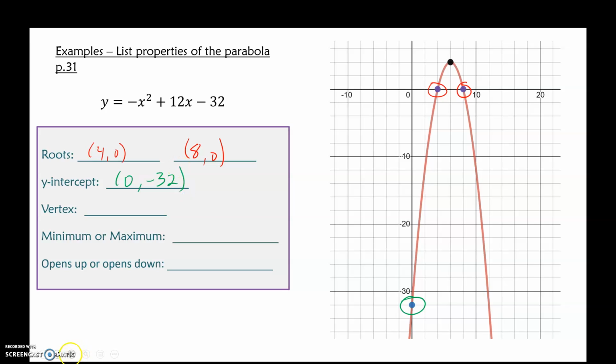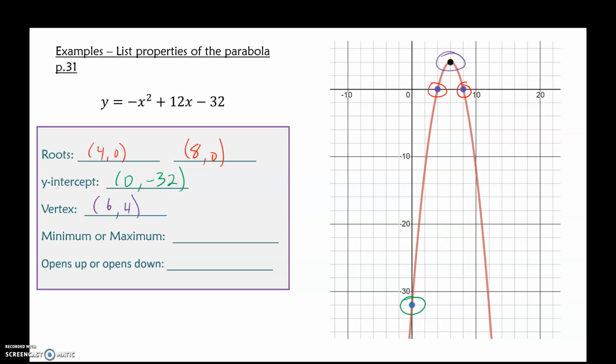The vertex is the point where the curve comes to an end and it switches the other direction. It's either going to be the highest or lowest point. In this case, it's the highest. So it's up here at the top. And that is the point 6, 4. That's x value of 6 and y value of 4. Remember, each of these is going by 2 if you look at our scale.